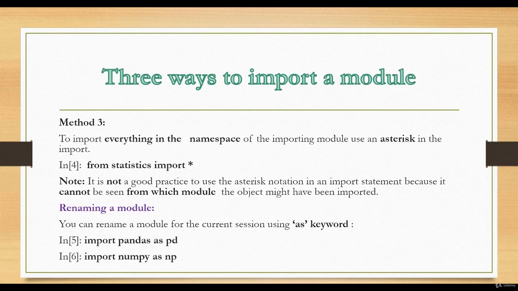The third way, you can import the entire namespace of the module using this asterisk. So from module name import asterisk. However, it is not a good practice to use asterisk notation because it cannot be seen from which module the object has been imported.